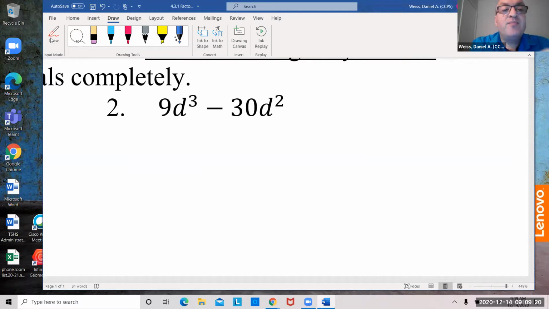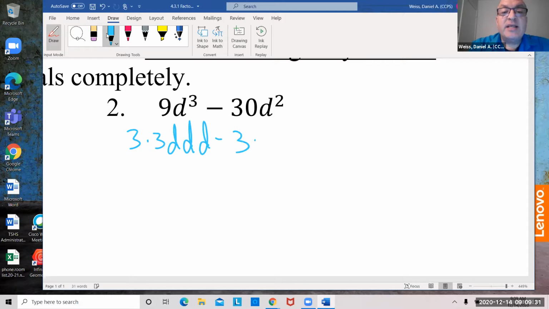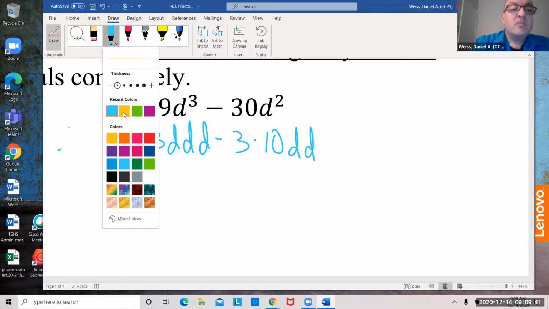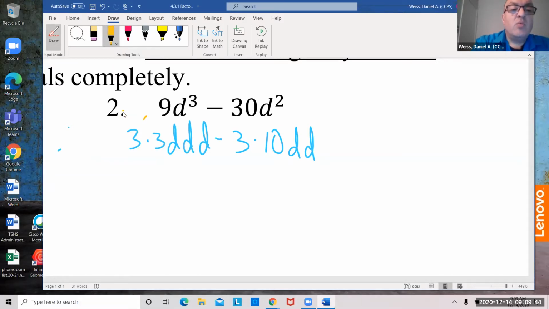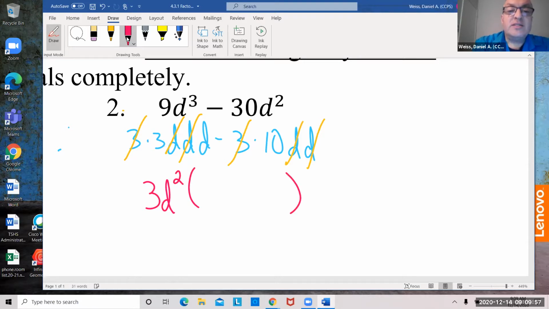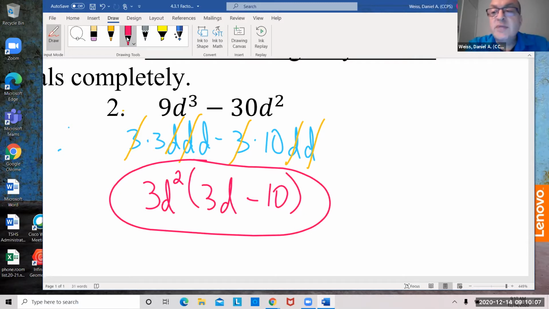Same thing here. So this is 3 times 3, D, D, D. And this is 3 times 10, D, D. What's common to both terms? Well, one 3, D, D. And you write that down: 3D squared. What's left or what's not crossed out? 3D minus 10. There you go.